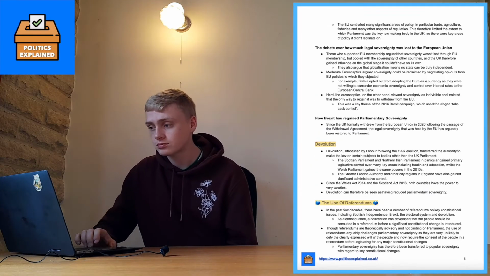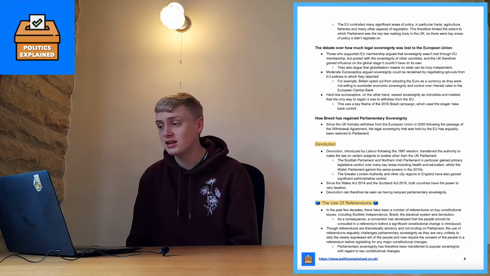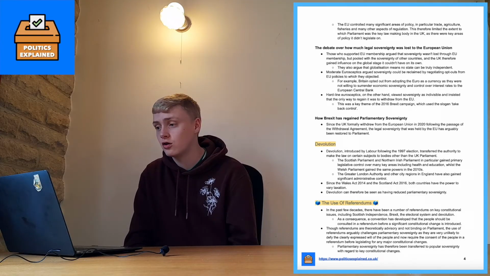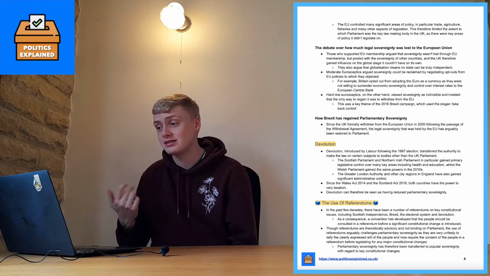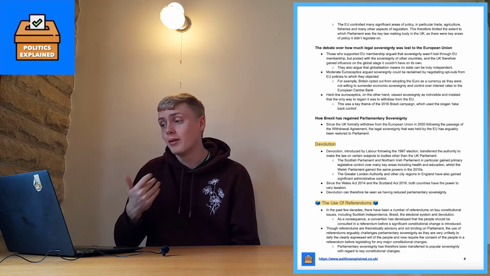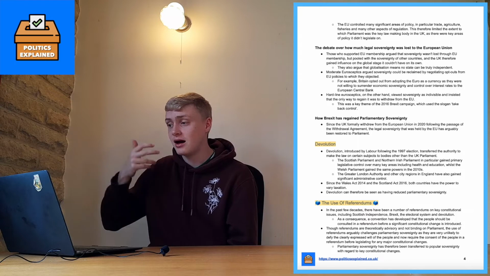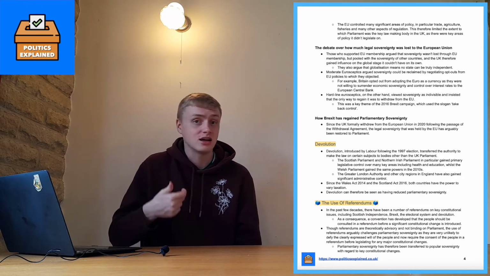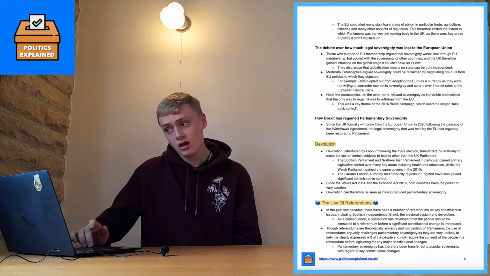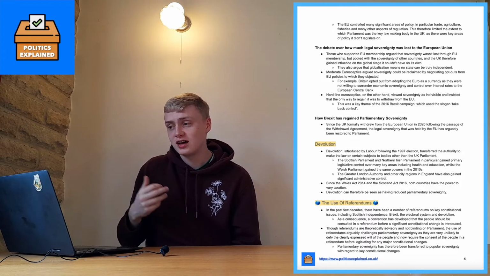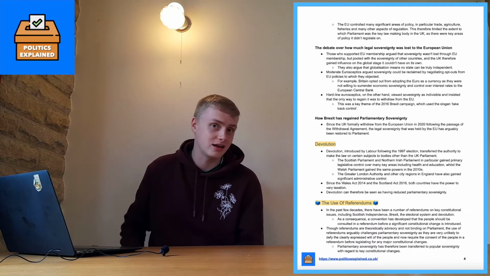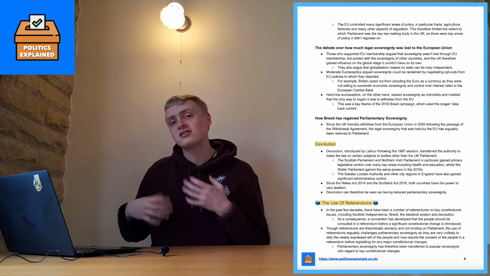by Parliament. The EU controlled many significant areas of policy, in particular trade, agriculture, fisheries, and many other aspects of regulation. And as I said, this limited the extent to which Parliament was the key lawmaking body in the UK, as there were key areas of policy that it didn't and couldn't legislate on. So on the one hand, that can be used to suggest that a lot of legal sovereignty was lost to Parliament. On the other hand, there are some debates in relation to that.